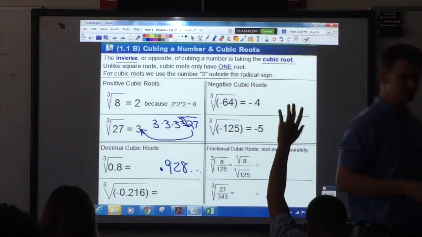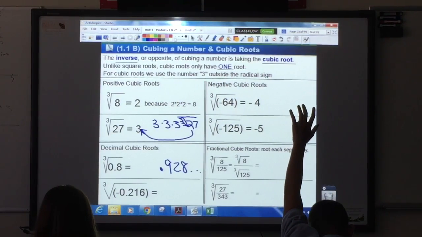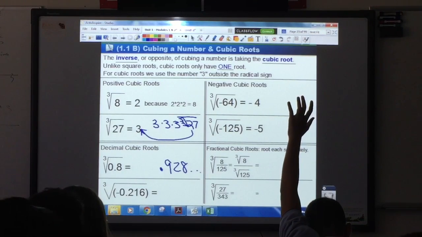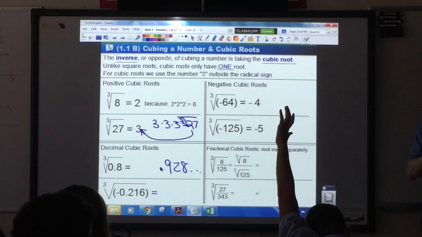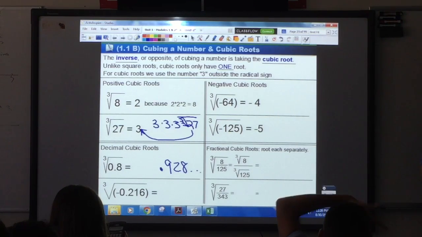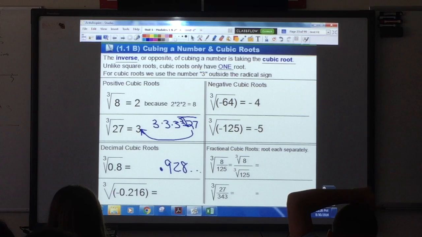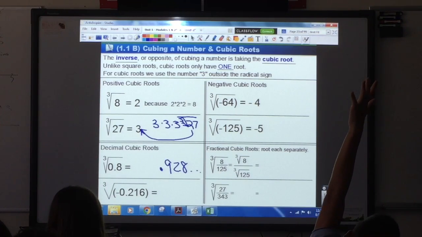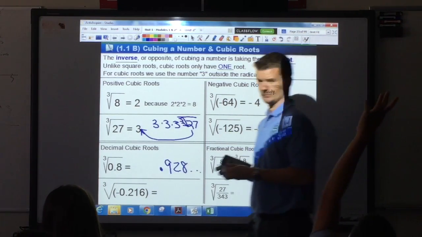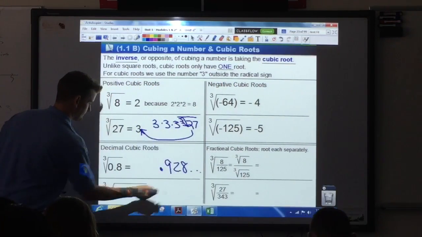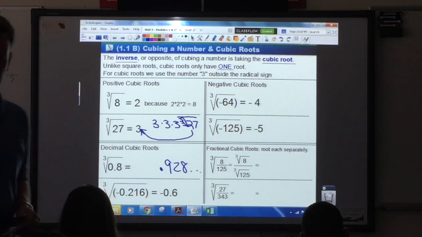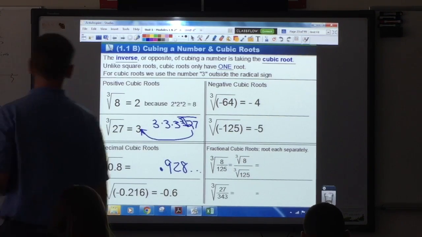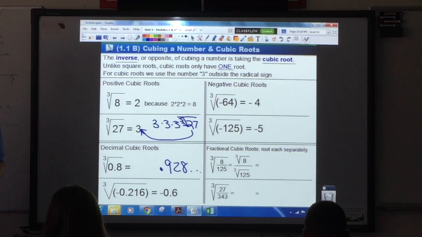What about negative 0.216? Let's see. What'd you get for that? Let's go to Jason Francois. He left. Okay. What'd you get? Negative 0.6. Boom! There it is, right there. Good job. Okay, so cubic roots of positive numbers, negative numbers, cubic roots of decimals.